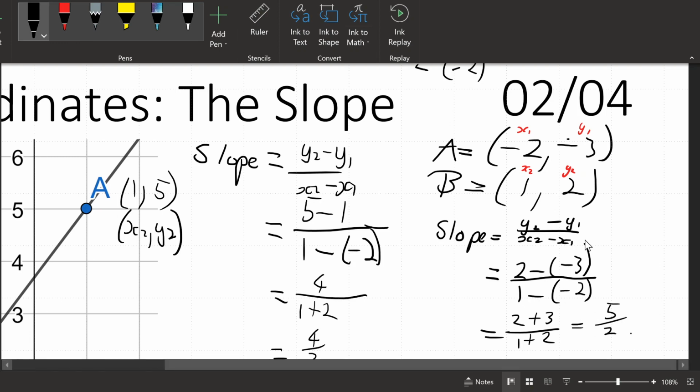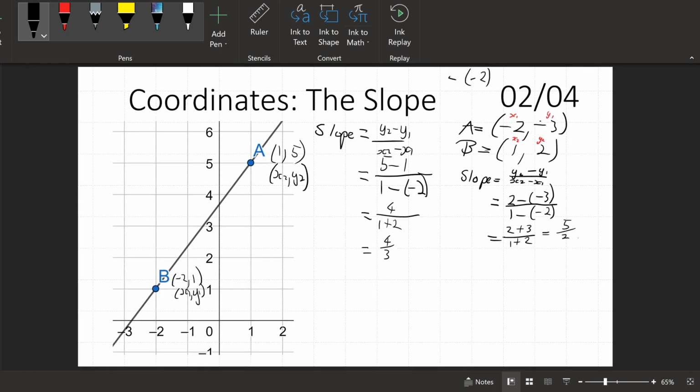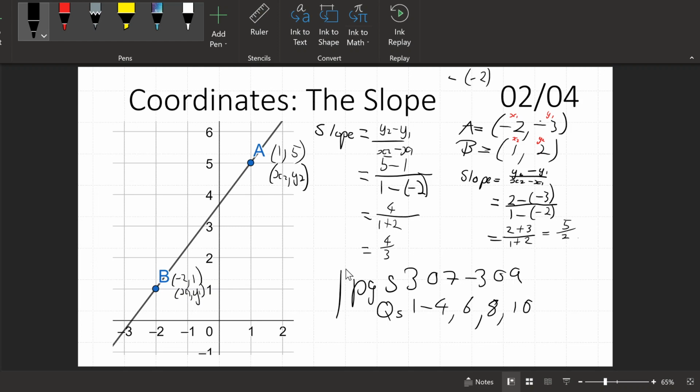Okay, great, girls. That's as much maths as I feel I need to run through with you. I'm going to throw you a few questions now. I have stupidly shut my book, so it's going to take me a second or two to find the correct questions. Let's do pages 307 through 309, questions 1 through 4, 6, 8, and 10. Okay, so can we do that work there?